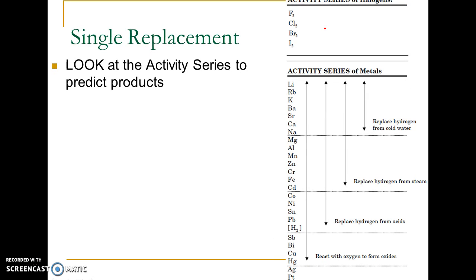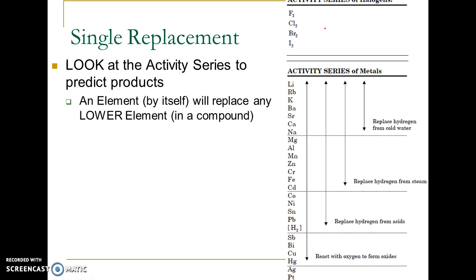Okay, so make sure that you're looking at your activity series when you are completing your single replacement reactions. If an element is by itself, it will replace any lower element in a compound. Again, you're looking for the elements on this activity series. The higher you are on the list, the more active your element is. So let's practice a couple.